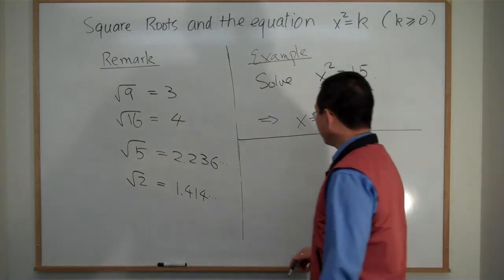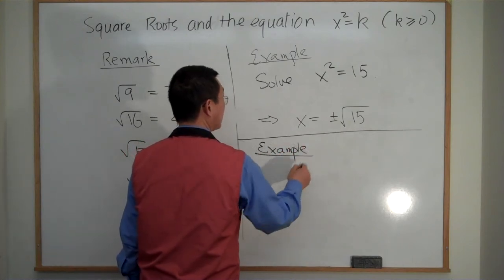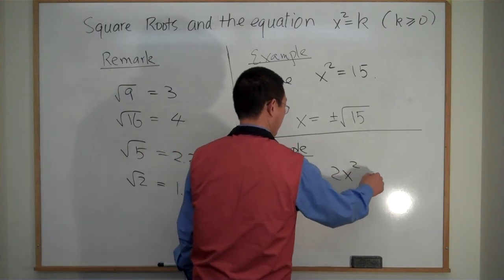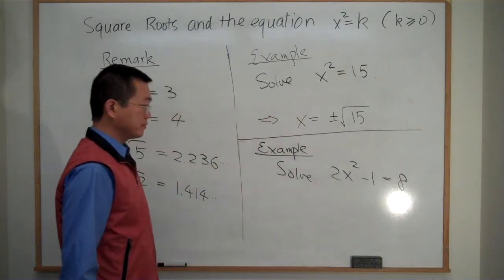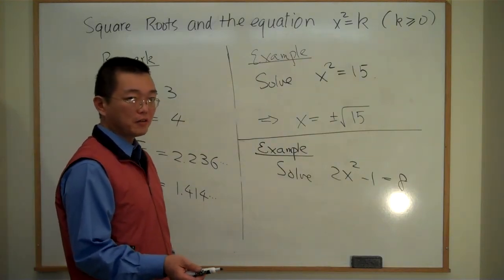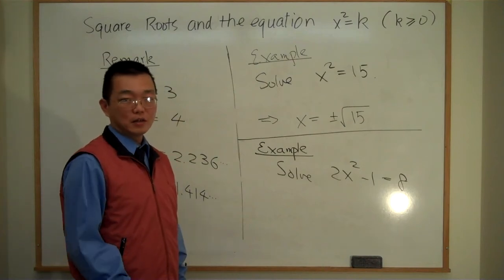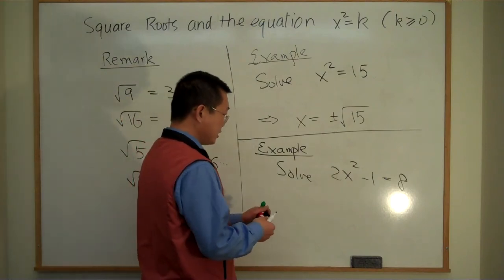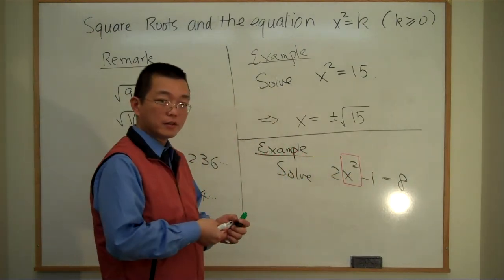Now let's look at a slightly harder example. Say if you want to solve 2x squared minus 1 equals 8. It will still be no different. I'm going to need to do the algebra until I have x squared equals a certain number. And once I have x squared equals a certain number, x is plus minus the square root of that number. So we seek to isolate x squared, or we say we seek to solve for x squared to begin with.